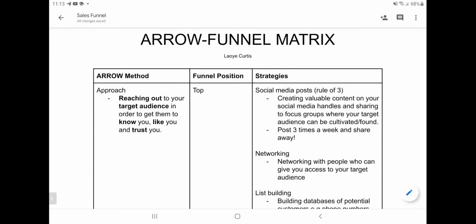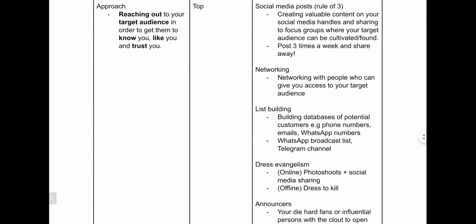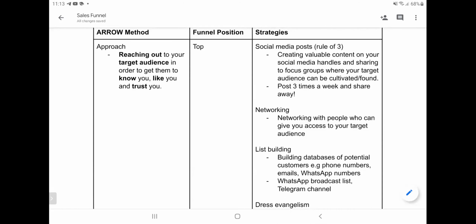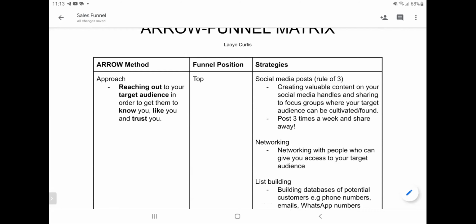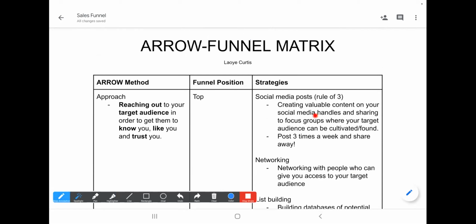Ask for their Instagram handle so that you can follow them. Then follow them with your business account on Instagram and request them to follow you back. That's a way of networking, right? Give them your face, send them via WhatsApp your Facebook page link, and they will click on it to check you out on Facebook. Use the networking, the list building, the dress evangelism, the announcers to generate contacts, and funnel those contacts to your social media pages so they can go and read your posts.